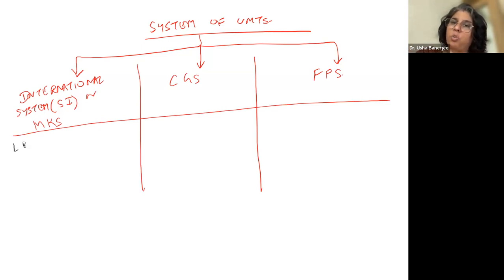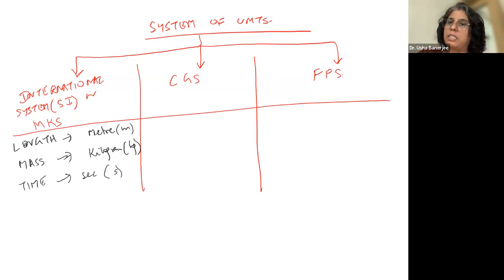MKS, right? So length is the fundamental unit, and the unit is meter. Mass, another fundamental unit, is kilogram or kg. And time is measured in second, S. So M for meter, K for kg, and S for second. MKS or SI unit.